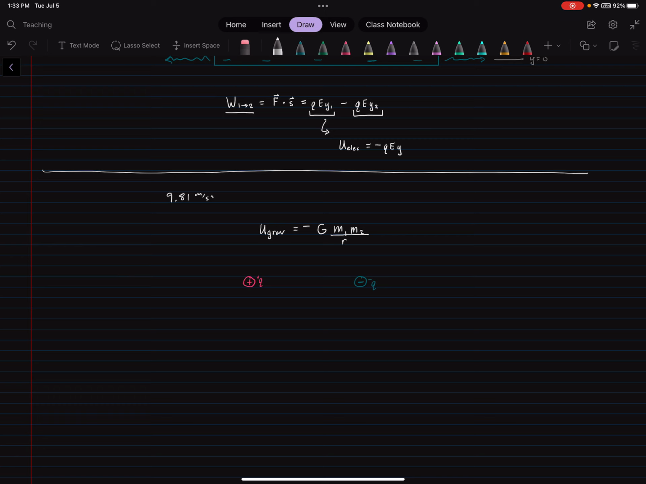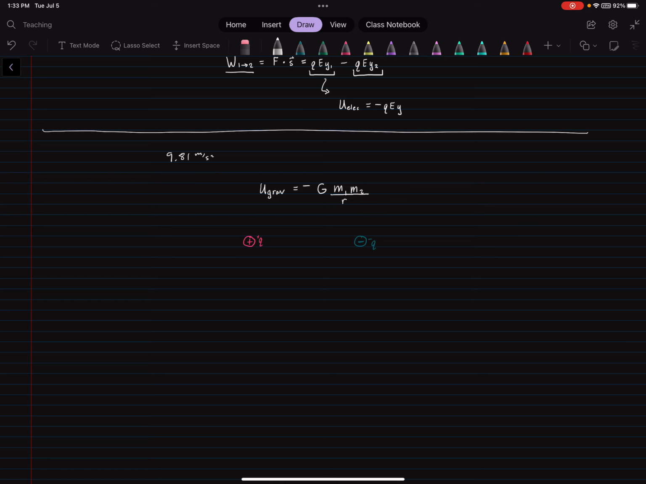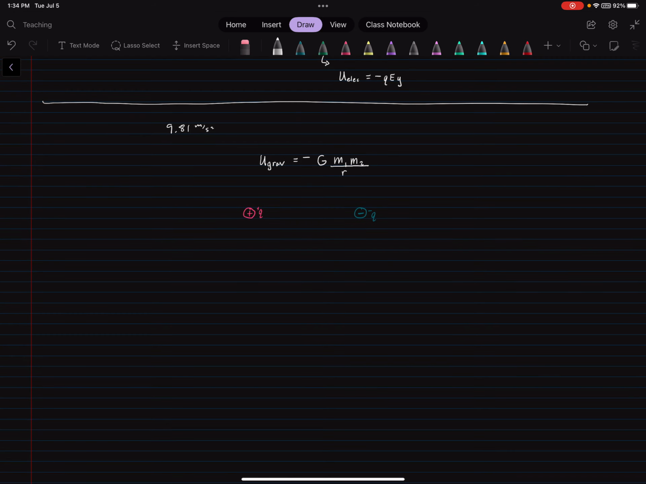So we know from Coulomb's law, or the electrostatic force, that the force on each is given by, right, electrostatic force, negative k q1 times q2 divided by r squared.